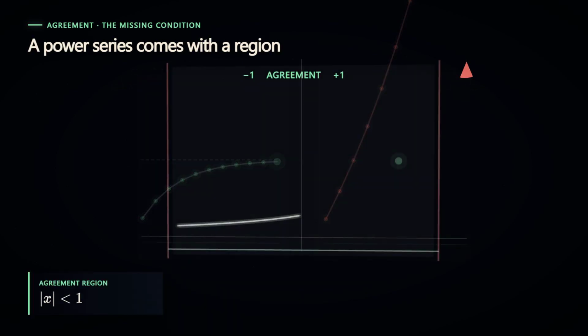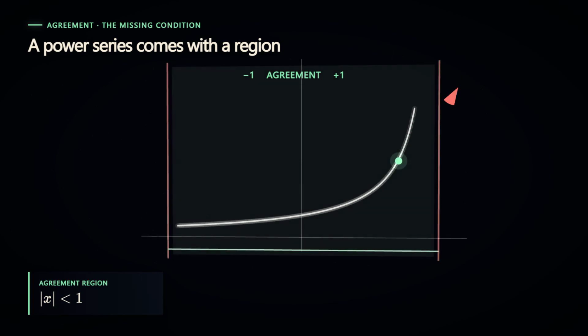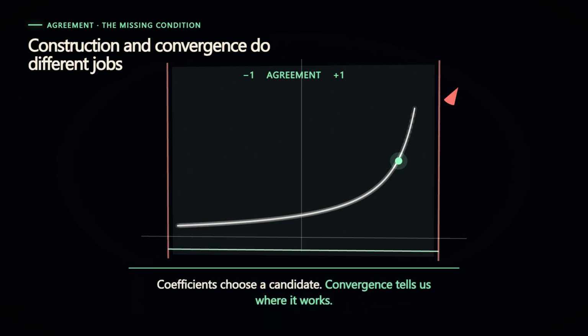Paint inputs green. For the geometric series, agreement means the absolute value of x is less than 1. Taylor coefficients select the pieces. Convergence determines where their sum represents the function. A pattern is not permission to use the series everywhere.